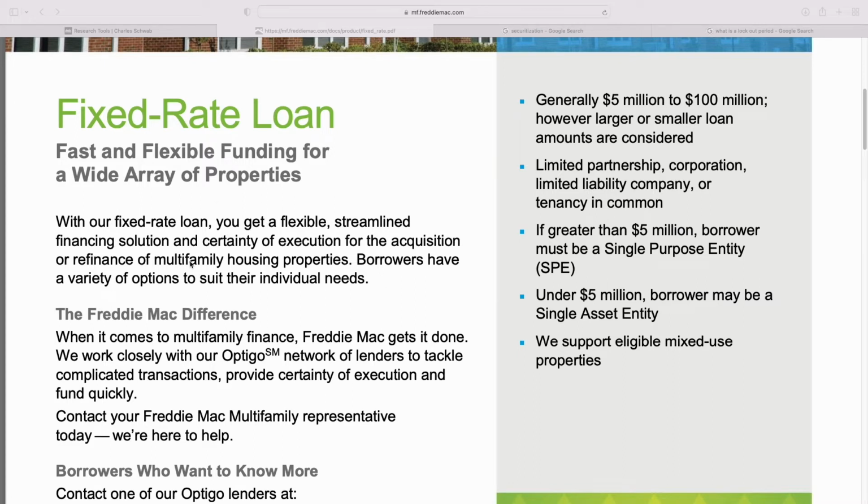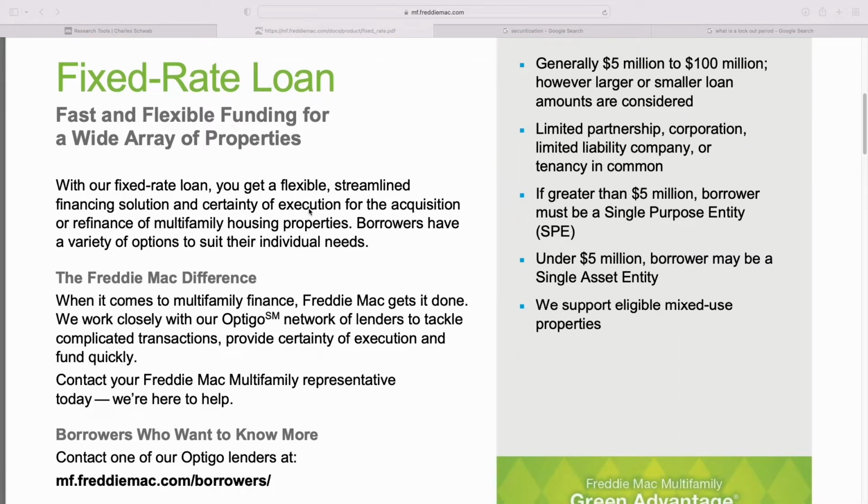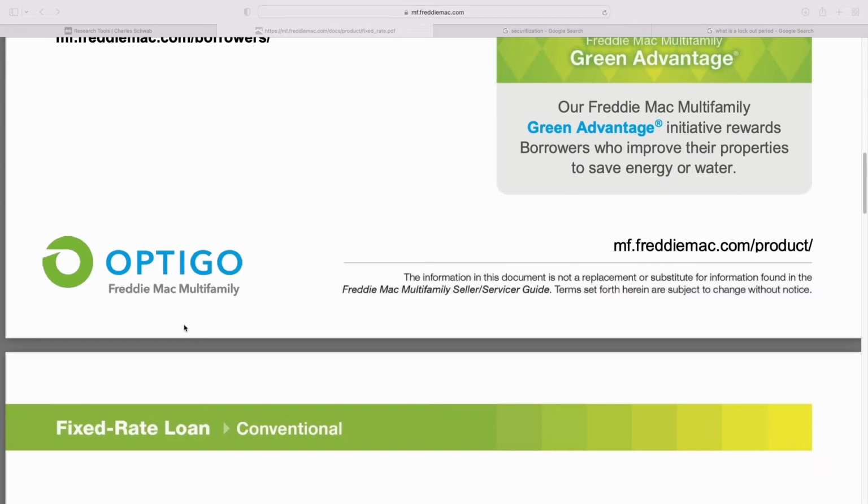With this fixed rate loan, you're able to get flexible, streamlined financing solutions with certainty of execution. And you can use this for acquisition or refinance of multifamily housing. That's pretty much straightforward. So let's dive into the meat and potatoes of this loan product.